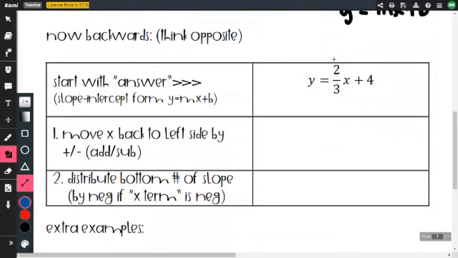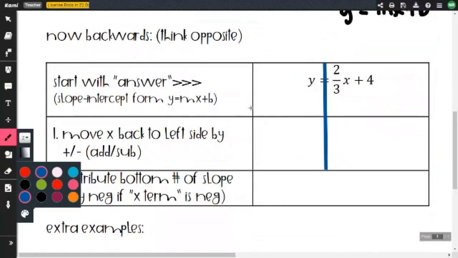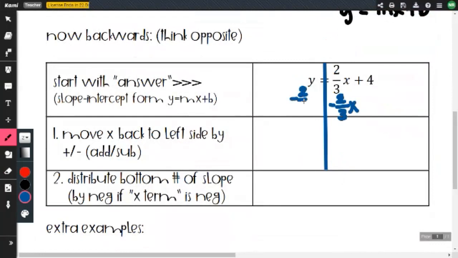I'm going to switch colors here. We're going to have that equation in slope-intercept form, and we're going to move the x term back. We're going to work backwards. So the opposite of positive 2/3 x is going to be to subtract that 2/3. It's going to cancel out on that side.